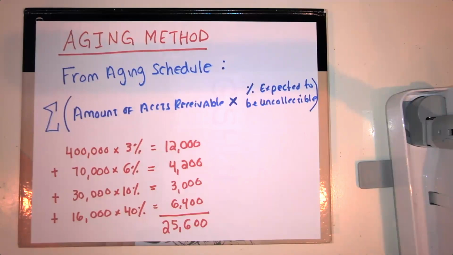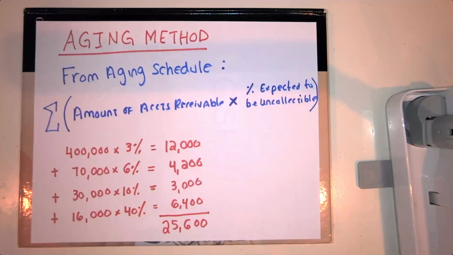Your ending allowance balance. Good job. Absolutely right. Don't call it bad debt expense. You know full well I'm going to ask you a question on exam 2. Here's some information: use the aging method to calculate bad debt expense. And you know full well one of the choices is going to be 25,600, and not the right choice.